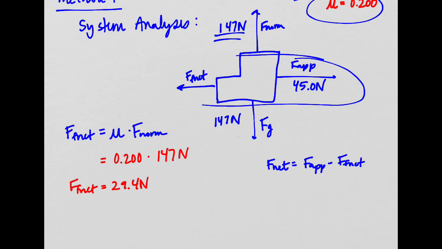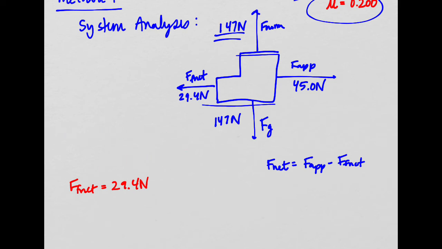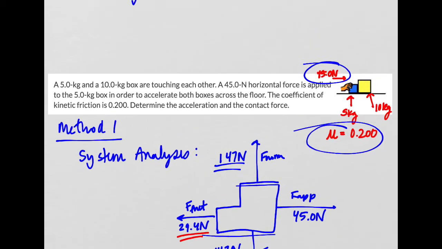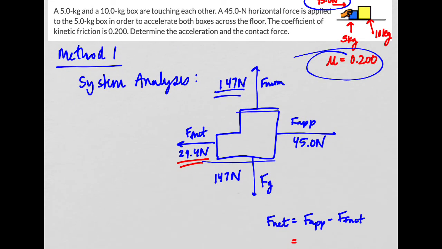Write this in here: 29.4 newtons. Now that we've solved for that, we can go ahead and erase all of this. We can solve for our net force. Remember, our net force is going to be our applied force. Also, you can be checking yourself. When you solve for the friction force here, think about, does it make sense? The box is accelerating, and I think it even said this is in order to accelerate both boxes across the floor.